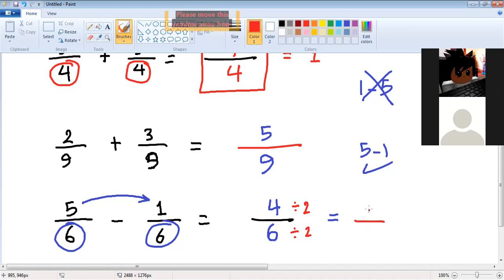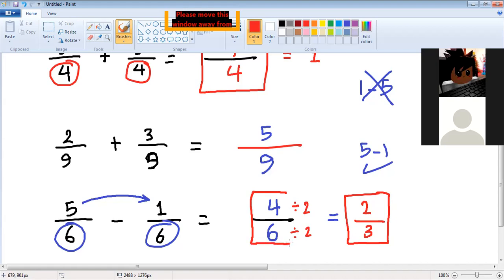What's 4 divided by 2? 2. And what's 6 divided by 2? 3. So the answer in the simplest form is 2 over 3. If you ask me, Mister, can I keep the answer as 4 over 6? Yeah, you can just write 4 over 6. It's totally right.